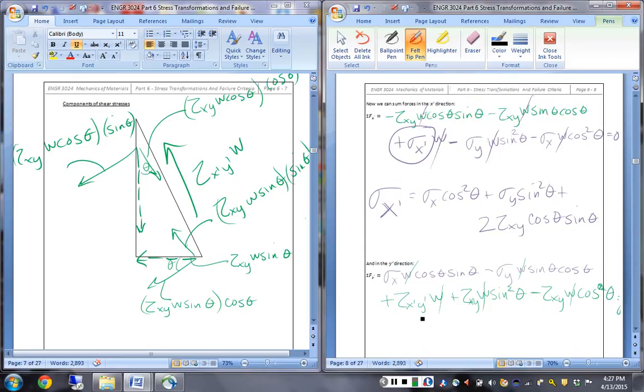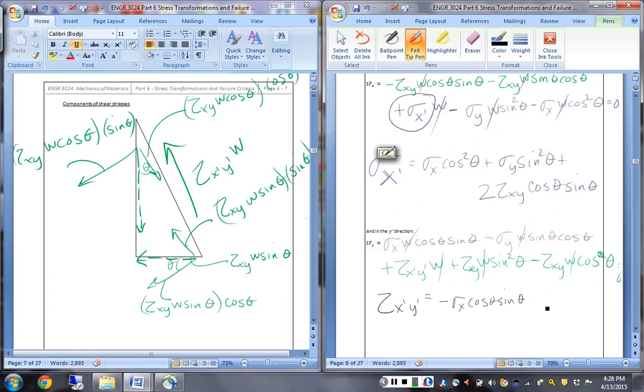And what can we do here in our new coordinate system? We get a tau x prime y prime, and we can say, oh, okay, that equals minus sigma x cosine theta sine theta, plus sigma y cos theta sine theta, and then plus tau xy times cosine squared theta minus sine squared theta. I know, it's a lot of coses and sines. But it came from the geometry and slicing it on that angle.